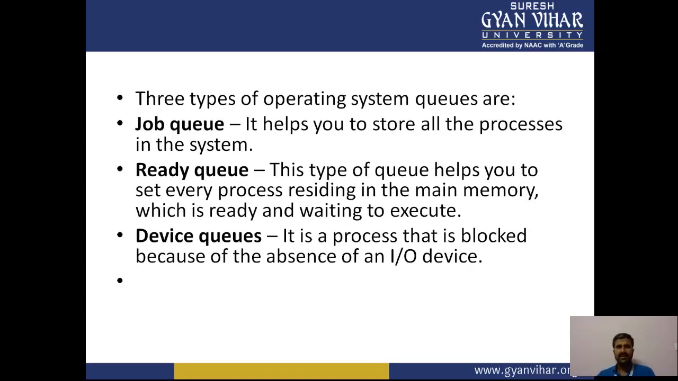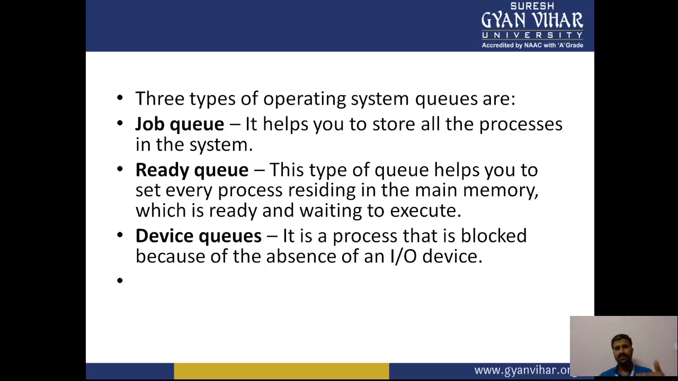There are three types of operating system queues. Job queue: it helps to store all the processes in the system. Ready queue: this type of queue helps to set every process residing in the main memory which is ready and waiting to execute. And device queue: it holds a process that is blocked because of the absence of an input output device.